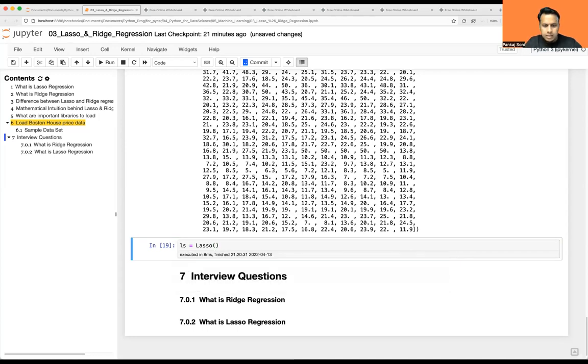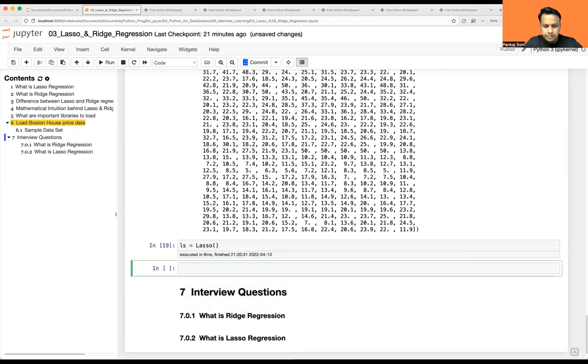Once that is done, let's go ahead and do the fit. So ls dot fit. What data am I going to fit? Data dot data.